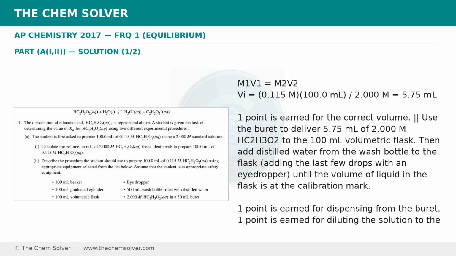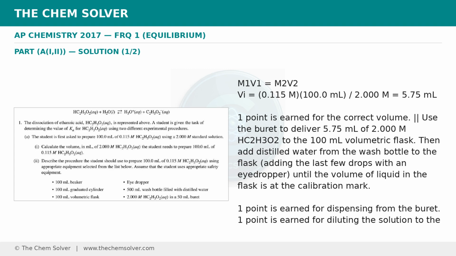M1V1 equals M2V2. V1 equals 0.115 molar times 100.0 milliliters / 2.000 molar equals 5.75 milliliters. 1 point is earned for the correct volume.